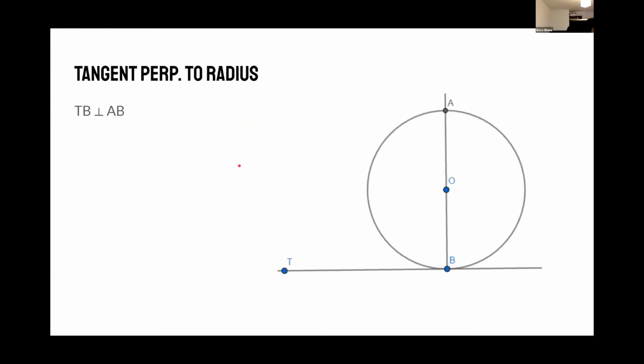This might be very simple for some people, but I'll just go through it quickly. If we have a tangent to a circle, AB a diameter and TB a tangent, then this angle will be 90. The converse is also true. If we have TB a tangent and angle TBA is 90, then AB will be a diameter. So if AB is a diameter and this angle is 90, then this will be a tangent.